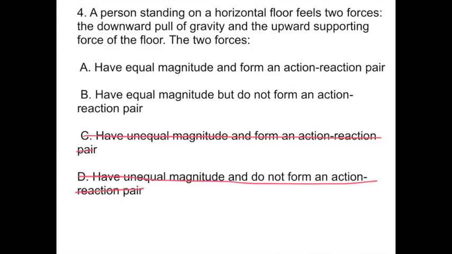We know that an action-reaction pair is a situation in which an object 1 exerts a force on object 2, and object 2 exerts a force back on object 1. We see that gravity is exerting a force on the person, and the floor is exerting a force on the person, but gravity is not exerting a force on the floor. Therefore, the forces do not form an action-reaction pair because they're not acting on one another. That leaves us with answer B. They have equal magnitudes but do not form an action-reaction pair.